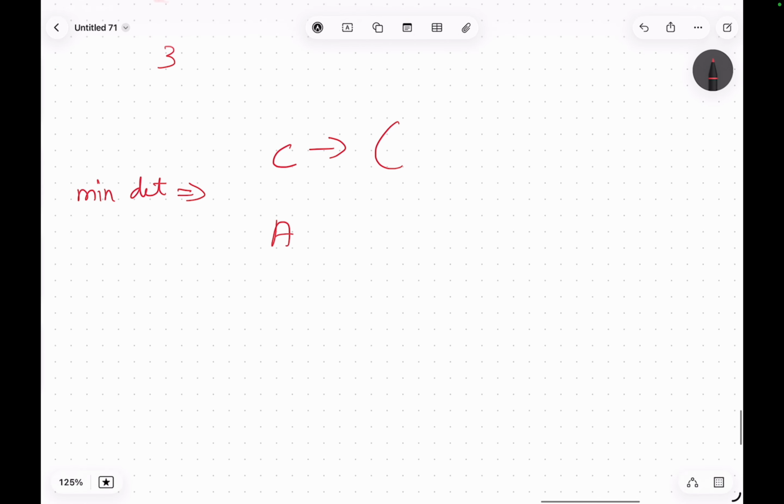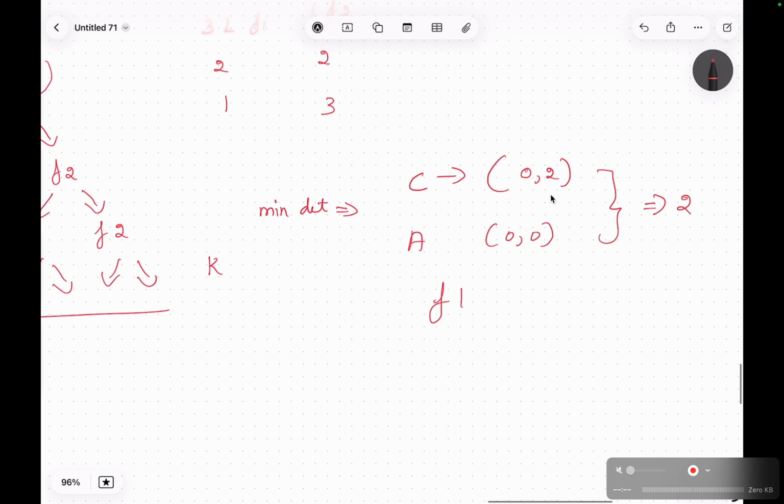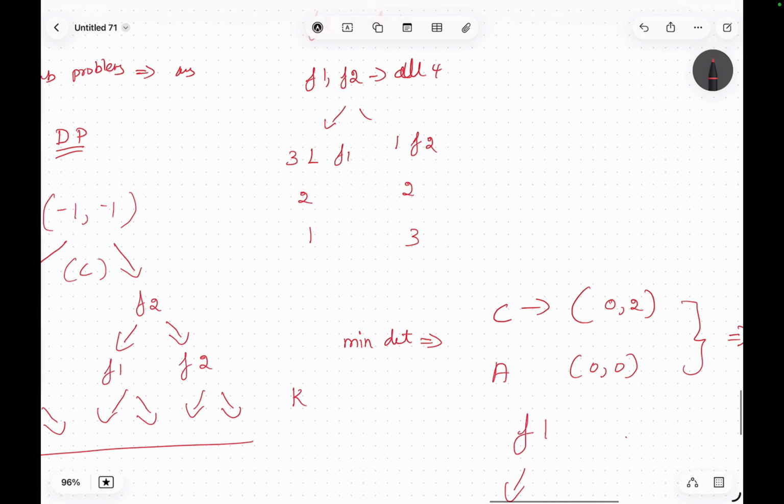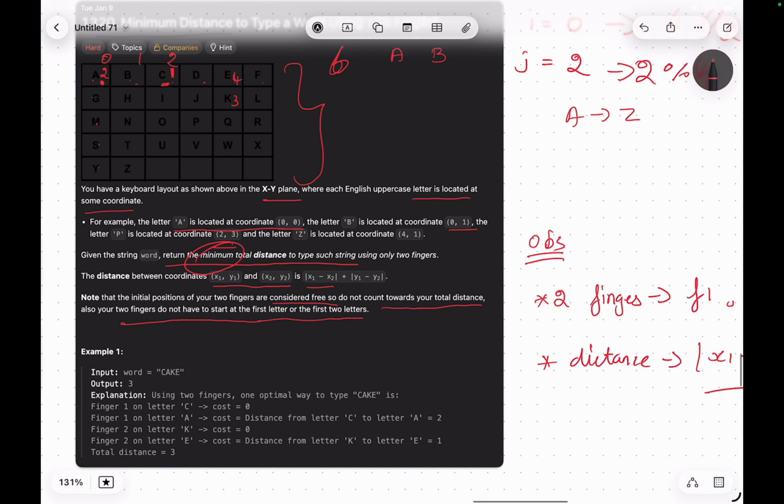From this you get ij, which is 0 2 for C, and for A it is 0 0, and the distance is 2 for finger 1 and finger 2. I mean finger 1 and finger 1 as the next decision, right? So this is how we repeat and solve this particular problem. Let us do a dry run so we will have a better understanding. With that help, we can go ahead and code this up, right?